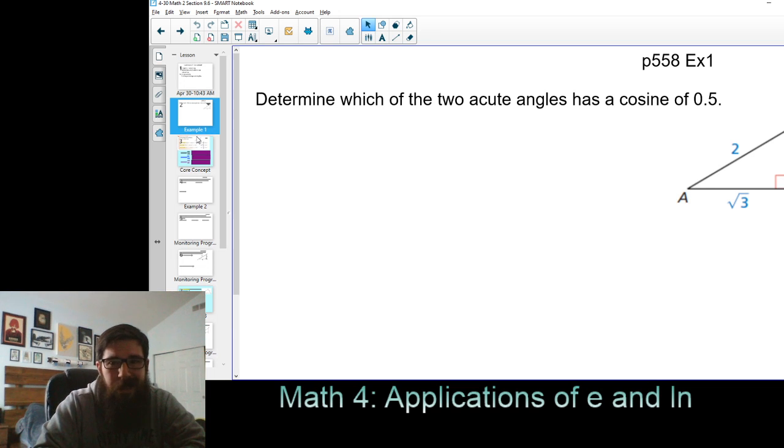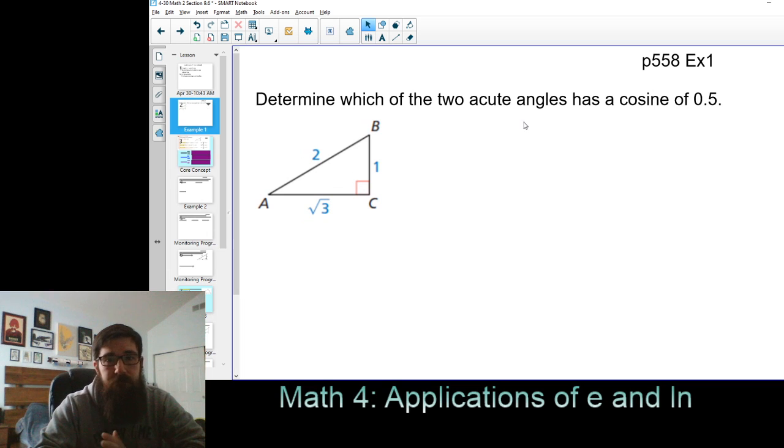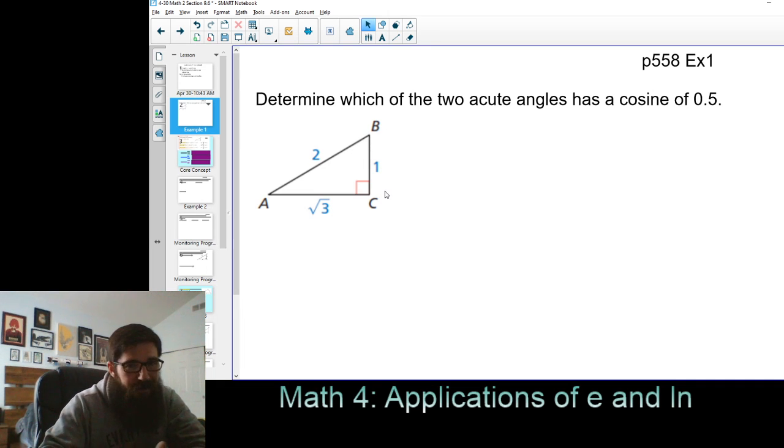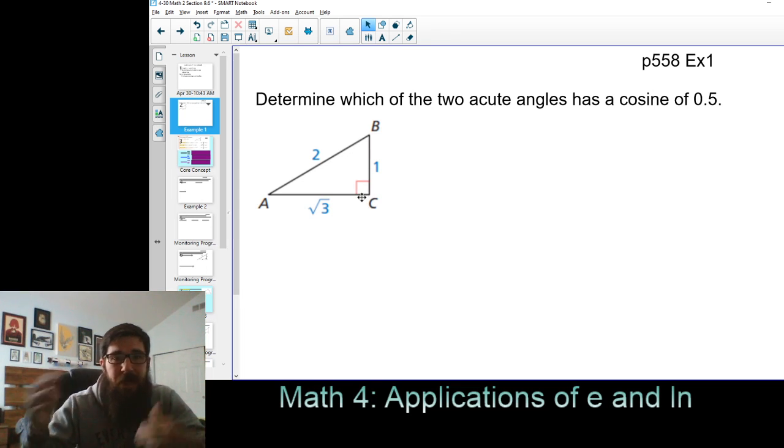I've got a triangle here, ABC. Let me go move this guy over. And I'm asking, determine which of the two acute angles has a cosine of 0.5. So let's break that down. It has to mention acute because everything we're doing is a right triangle. So one of the angles is 90, that's angle C. So it's basically now narrowed down to, is it A or B that has a cosine of 0.5?